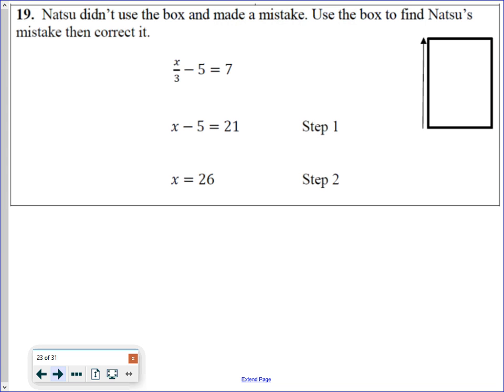It says use the box to find Natsu's mistake, then correct it. So I'm going to come over here and use the box. And I know I'm supposed to have an x there, because that's what we're solving for. Now, the first thing happening to x goes in my box. First thing is right here. It's being divided by 3. So, divide by 3. Then the second thing happening to it is we are minusing 5. So, minus 5.